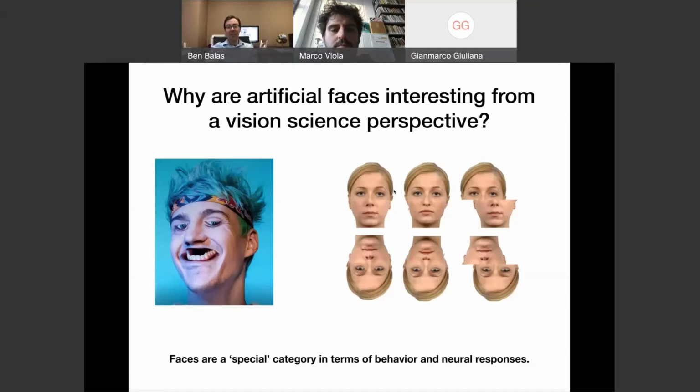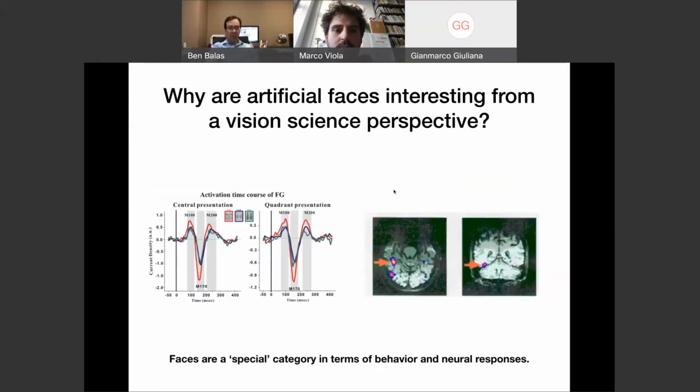So behaviorally, faces stand out from other objects because we don't see these same kinds of effects for other classes of objects. In terms of brain responses, which I won't spend a ton of time talking about today, but I can say more about our work in this direction if you're interested, we also know there are dedicated parts of the brain and signature brain responses that also are unique to faces.